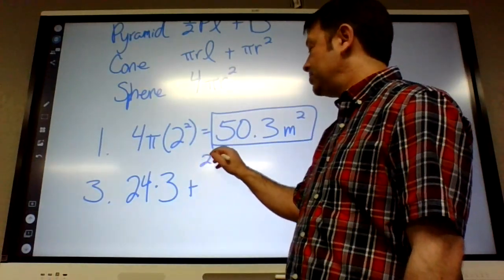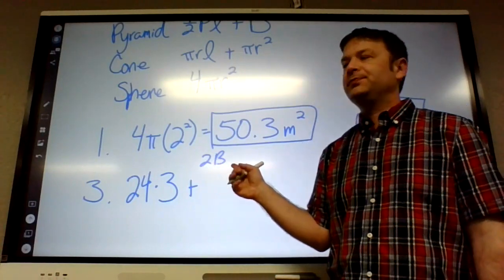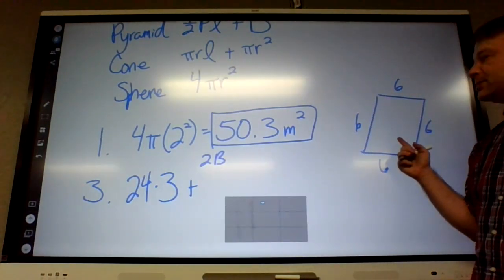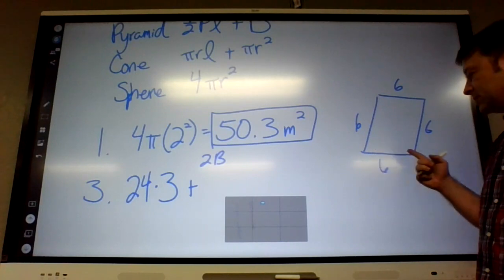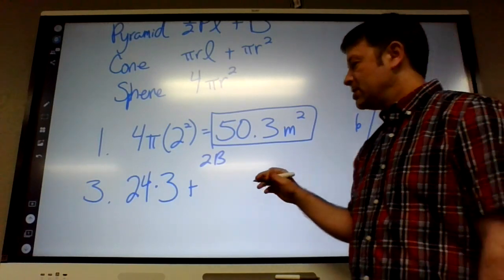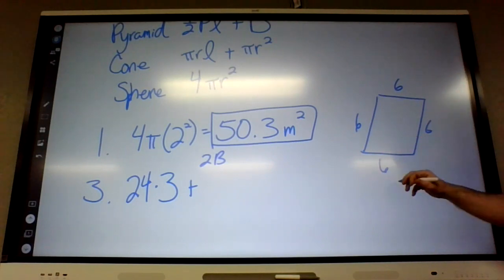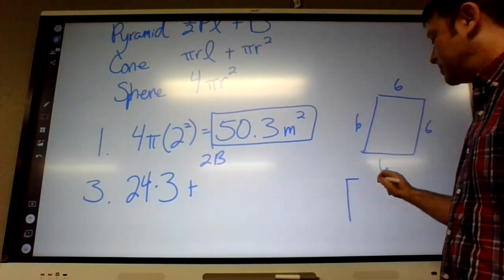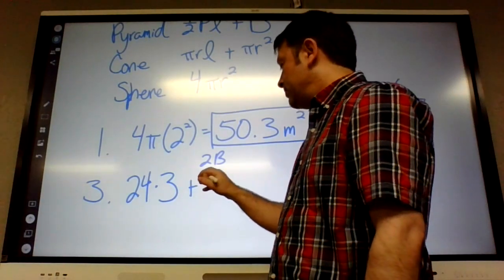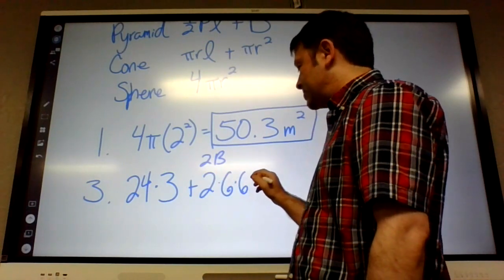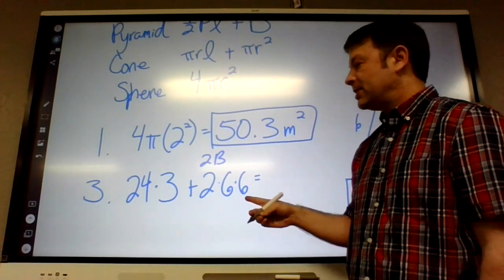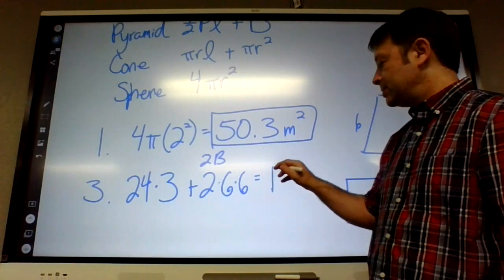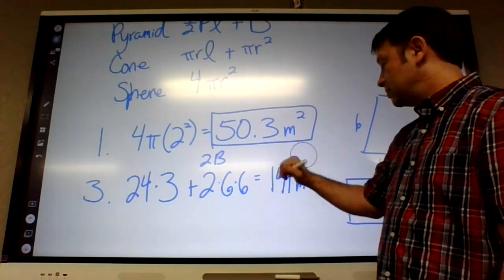Plus, the formula said 2 capital B. What's capital B stand for? Base area. We said this is the base, so 36 times 2. 6 times 6, since it's a square. I drew it slanty because it looks like that in the picture, but it's just a square. Really, if we were looking top down, it would look like that. We have to multiply by 2 because there are 2 bases on a prism, top and bottom. So this one is 72 plus 72 is 144 meters squared.